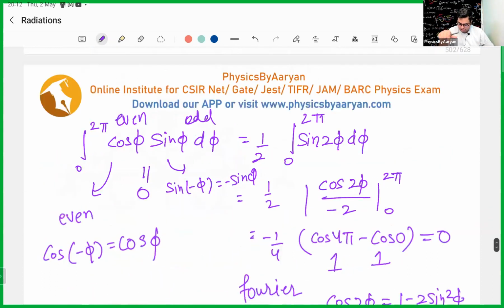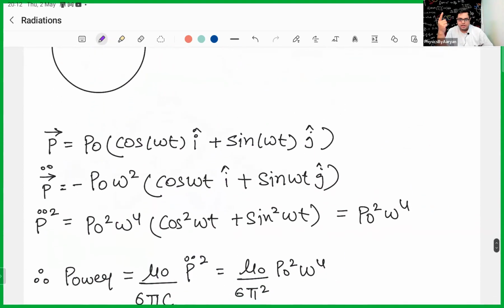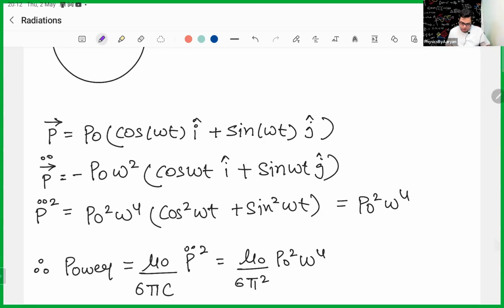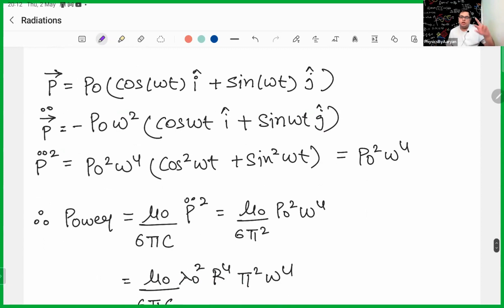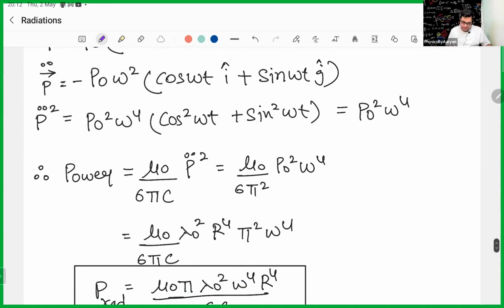Now let's start the rotation. Then goes the same mathematics. You know, P vector is P naught into cos omega t i cap plus sin omega t j cap. Now it is rotating. If you do the double differentiation, you get minus P naught omega square into cos omega t i cap plus sin omega t j cap. You do the square, you get P naught square omega 4 into cos square omega t plus sin square omega t. You get P naught square omega 4. And then you use the formula of total power radiated, mu naught by 6 pi c into P double dash square. And you put the value of this, you get P naught square into omega 4.